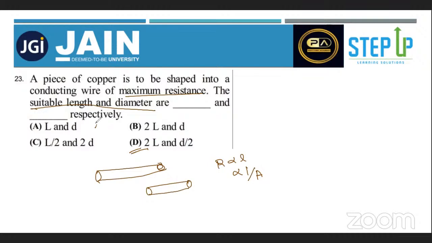Here it will become L upon D. In this case, it will be 2L upon D. In this case, it will become L by 4D. In this case, it becomes 4L upon D. If I take L by D as standard R, the first case is equal to R. In the second case, it becomes 2R. In the third case, it becomes R upon 4. In the fourth case, it becomes 4R. So in this case, it is maximum. That is what they're asking.